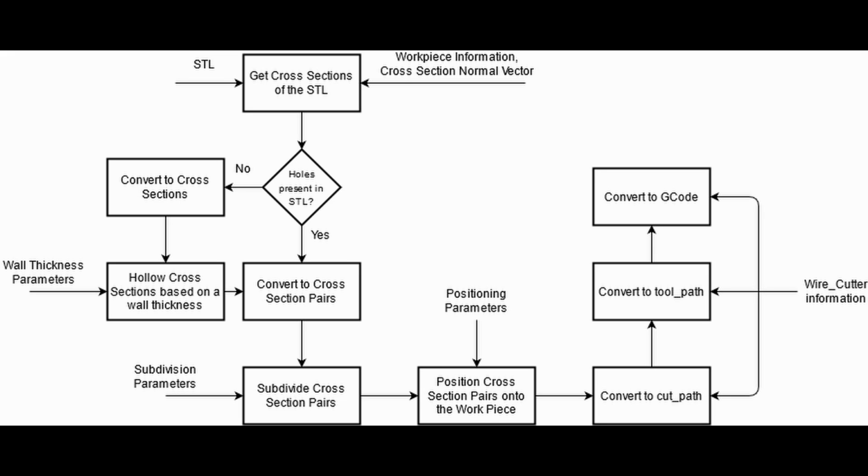If the geometry has holes in it, say it's hollow, then it just converts those cross sections directly to cross section pairs where each cross section is duplicated in the centers. That way they mesh up properly. Or say the part isn't hollow, it's a solid piece, then you could specify a wall thickness and it would make the pieces hollow, all the cross sections hollow.